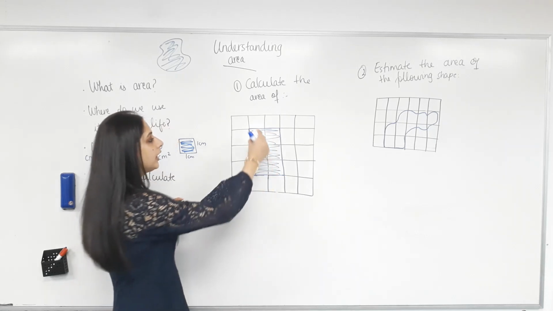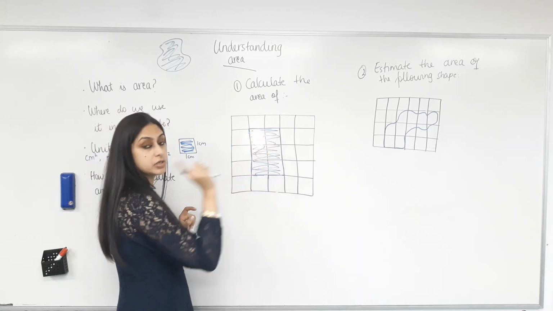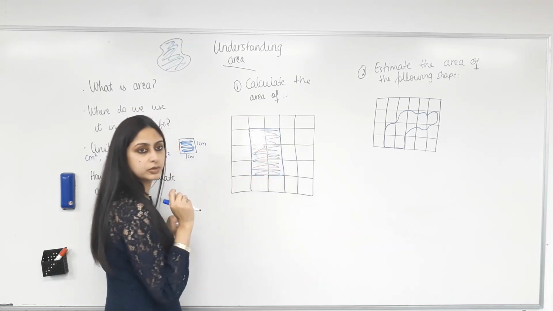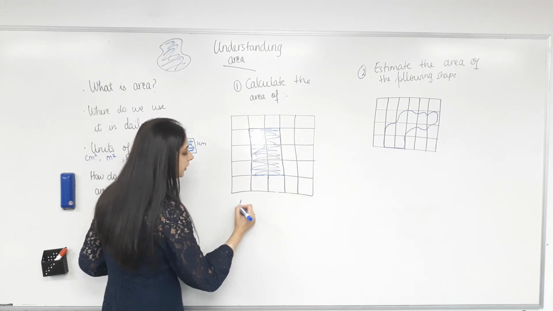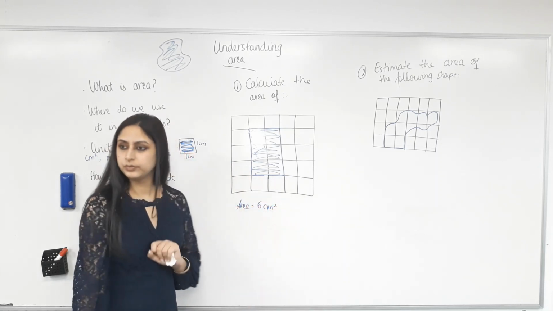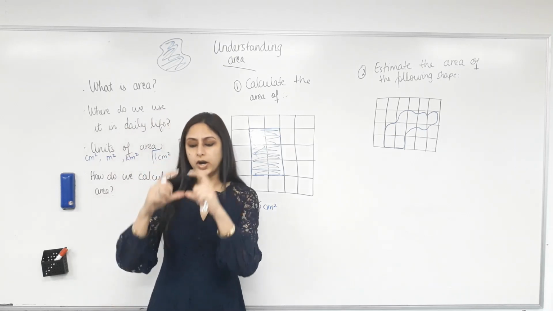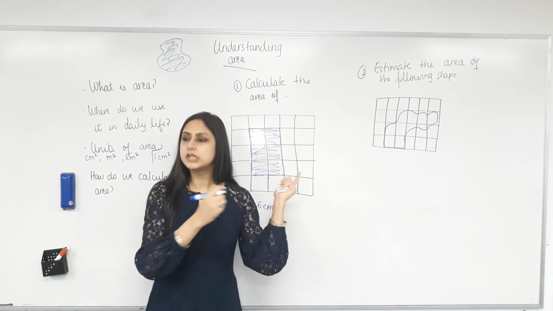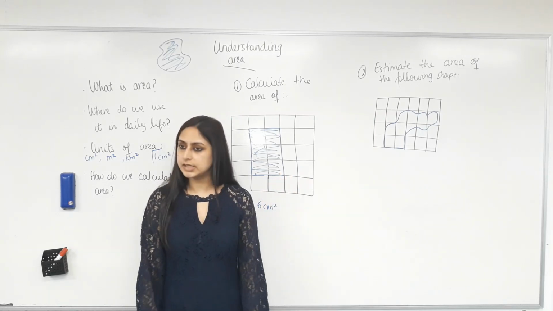Rectangle. I know that the area of one square inside is 1 squared centimeter. How many of these squares has this enclosed? 6. So what will be the area of this rectangle? 6 squared centimeters. Okay, so if we know 1 square is 1 squared centimeter, how many of those squares have been covered? 6. So the area of this shape is 6.